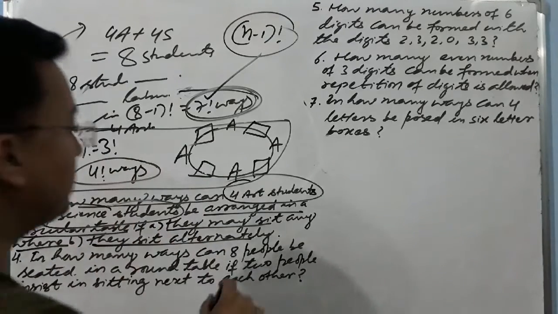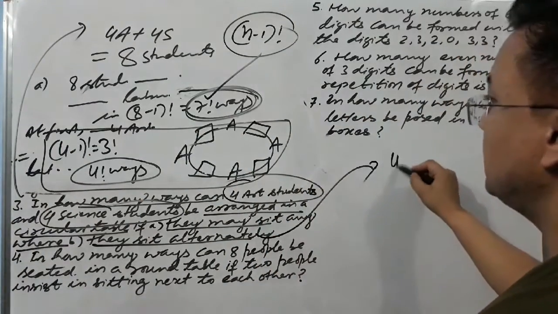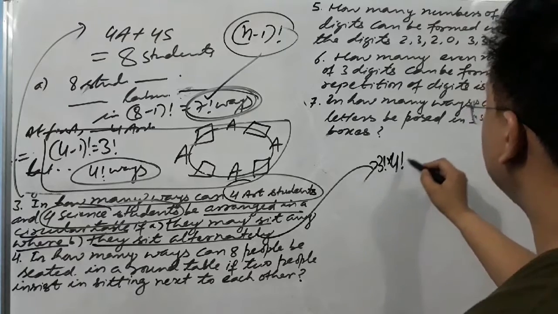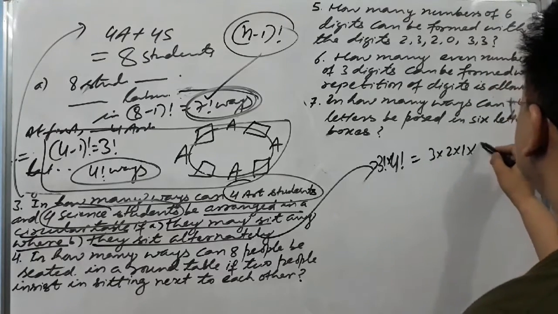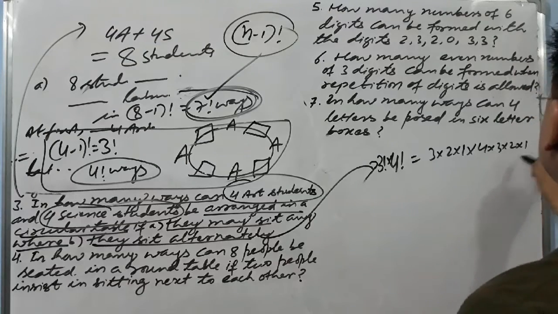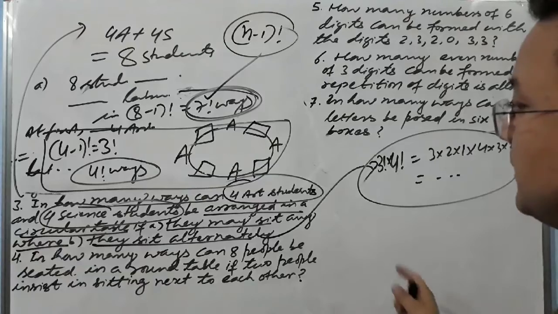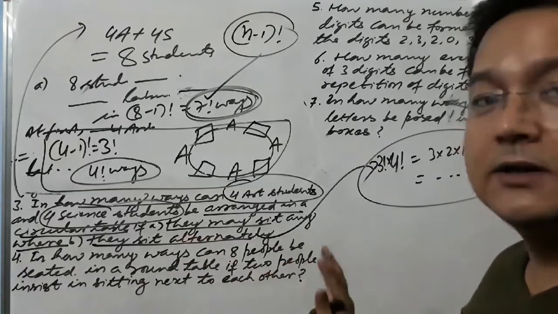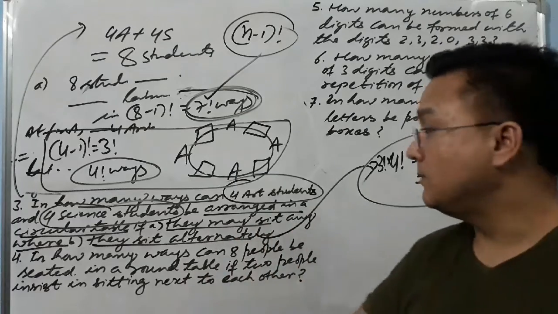So now the total number of arrangements is 3 factorial times 4 factorial. You can find out 3 times 2 times 1 times 4 times 3 times 2 times 1, and you can do the calculation. This way you can find the answer of this question. Is everybody clear? Any problem now? I don't think you have any problem.